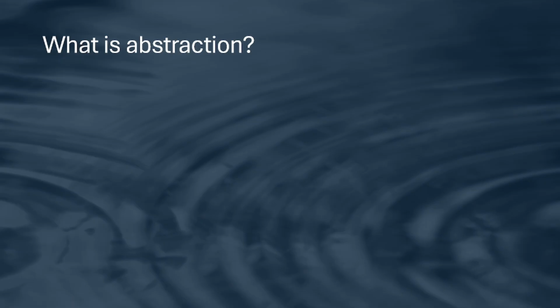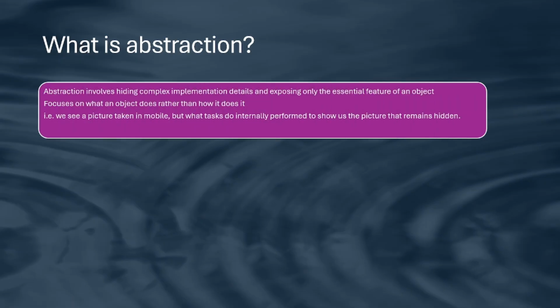What is abstraction? In order to describe the dependency inversion principle, it is better to know about abstraction first. Abstraction involves hiding complex implementation details and exposing only the essential features of an object. It focuses on what an object does rather than how it does it. As an example, when we take a picture in a mobile, we can only see the picture that was taken, but behind the scenes, how the mobile is showing us the picture remains hidden.